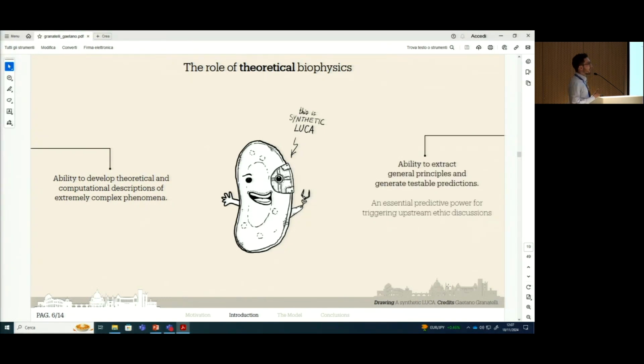And second of all, the ability to extract general principles and generate testable predictions. And this, we think, is an essential predictive power for triggering upstream ethical discussions. And now, with all this being said, let's finally move to the model.